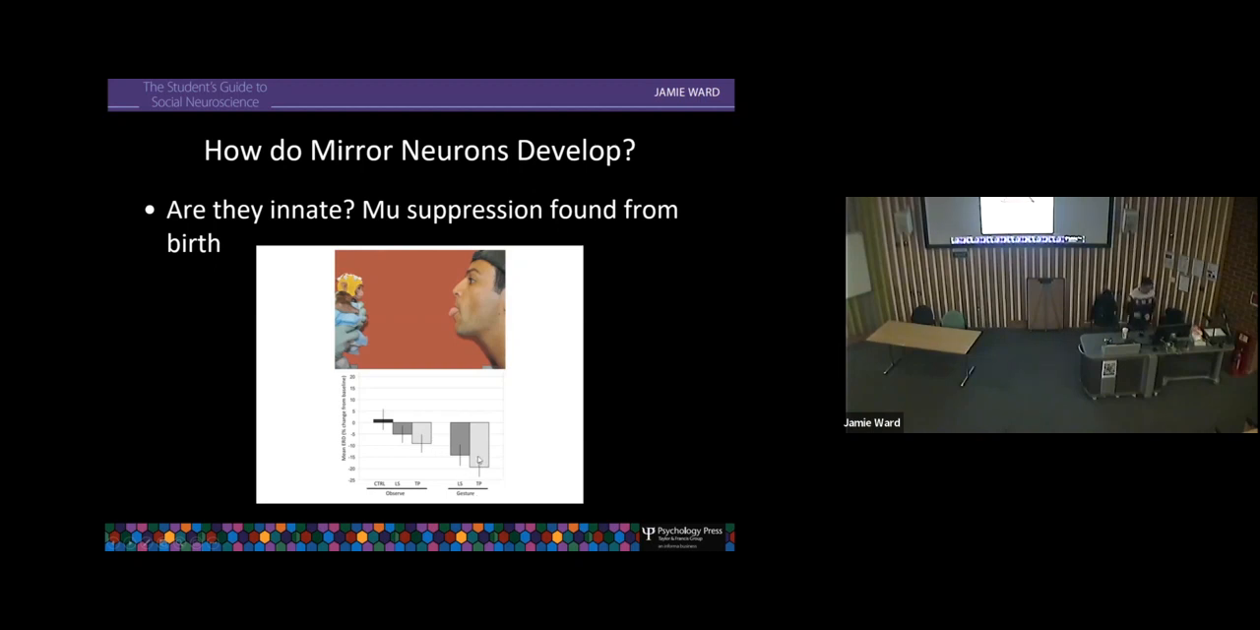Suppression just means that, so here this is a motor action, and this is observing a motor action. I think these are probably just different electrode positions. What do we make of that?